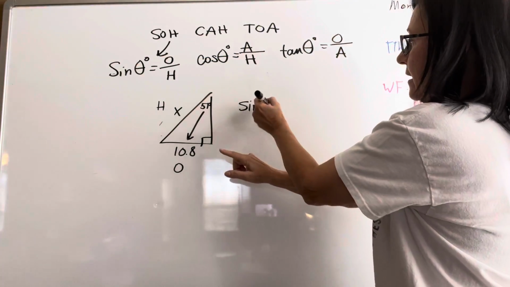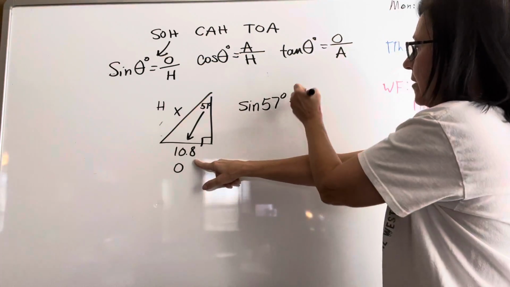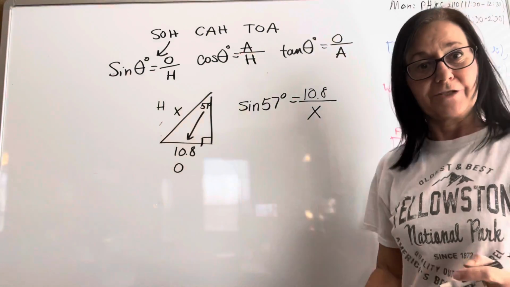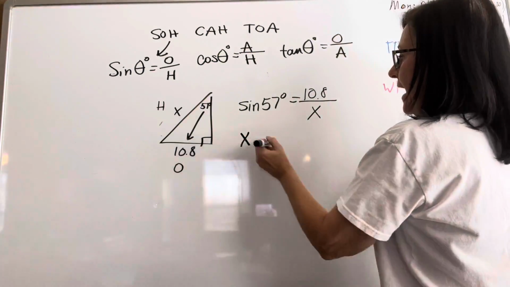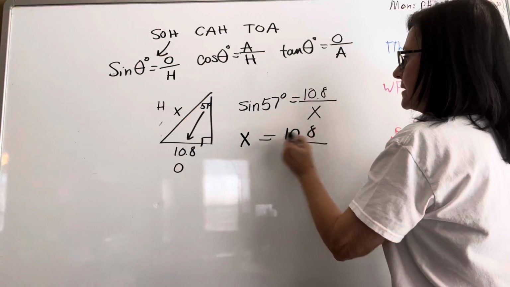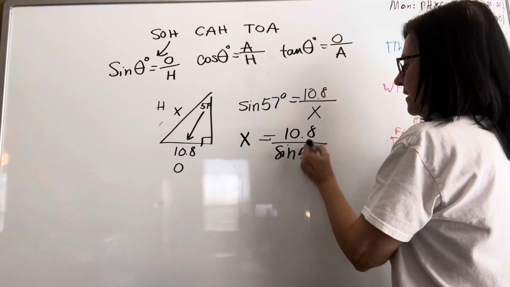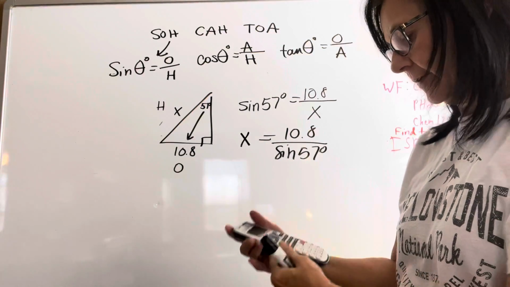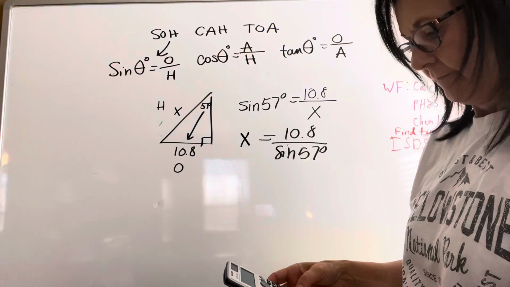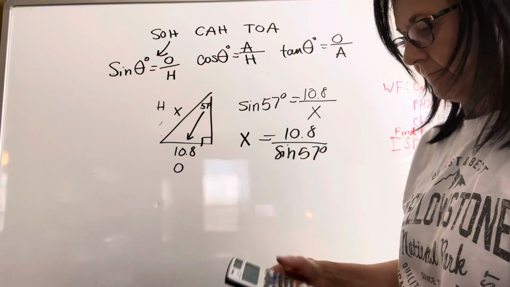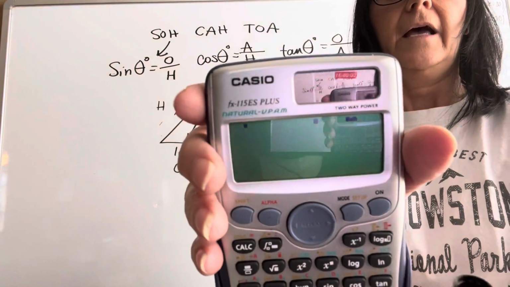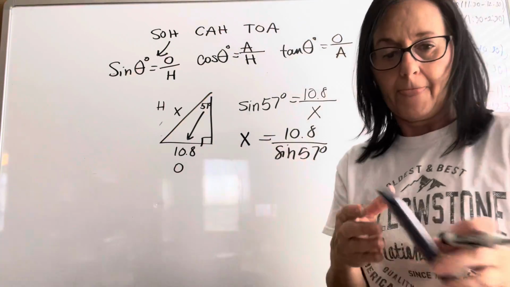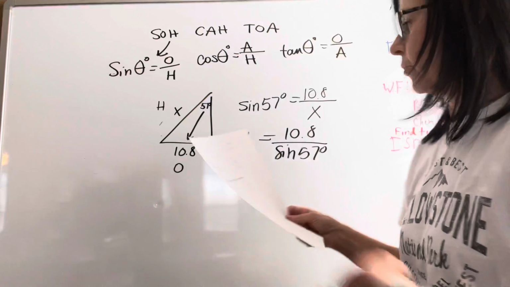The sine of 57 degrees equals the opposite over the hypotenuse. I'm going to swap my extremes, so that x equals 10.8 over the sine of 57 degrees. And I can put that in my calculator. Just like that. And it gives you the value of x, 12.88. All right, let's do 2 more.